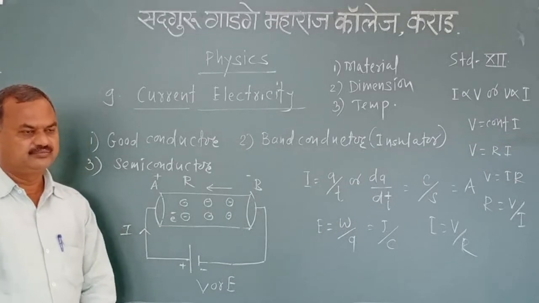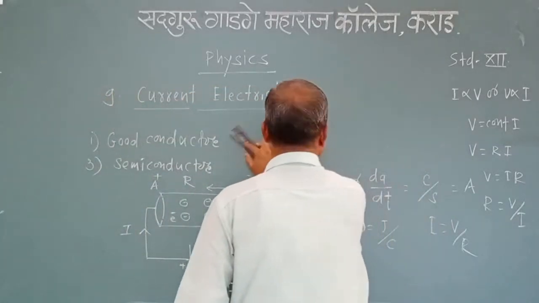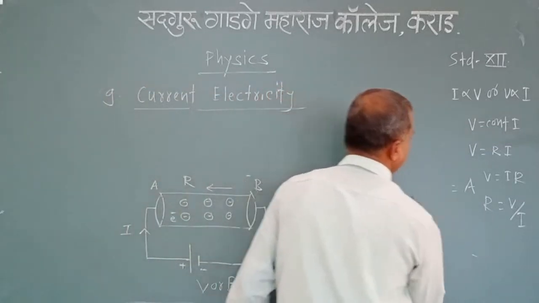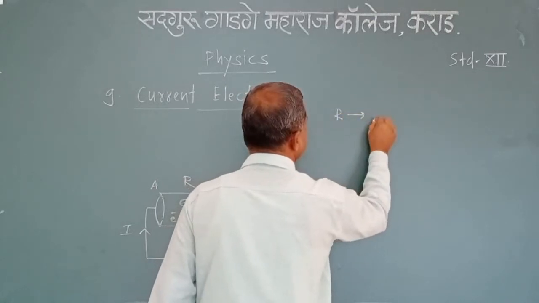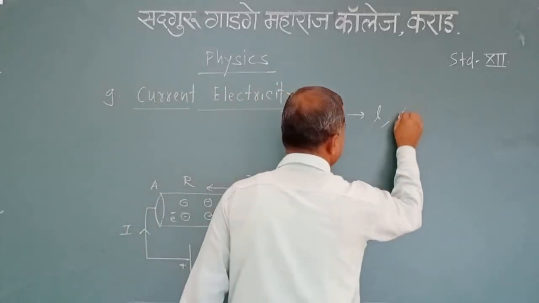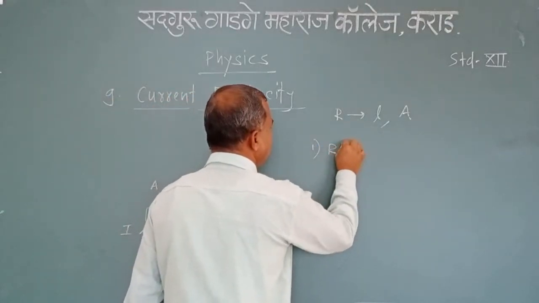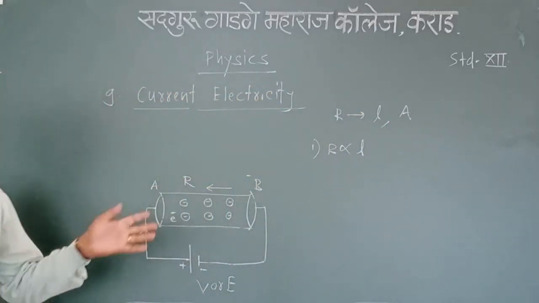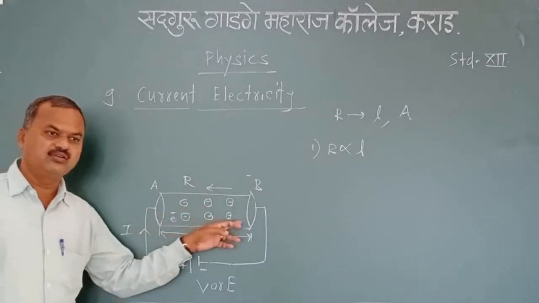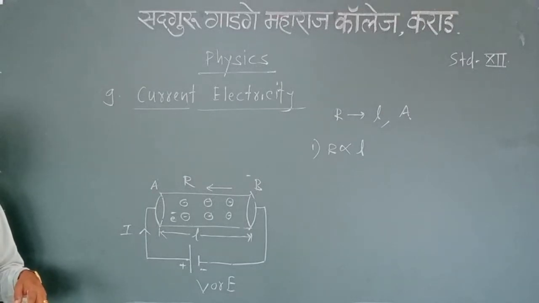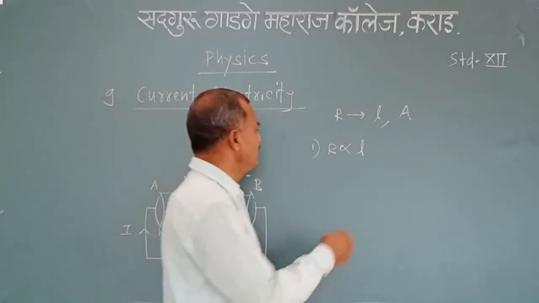Experimentally, it is observed that the resistance of a conductor is directly proportional to the length of the conductor as well as inversely to the area of cross section of the conductor. That means R depends on length L as well as area of cross section A. First, resistance of a conductor is directly proportional to its length. As the length of the conductor increases, the number of collisions of electrons with atoms also increases. As the number of collisions increases, the resistance of the conductor also increases.